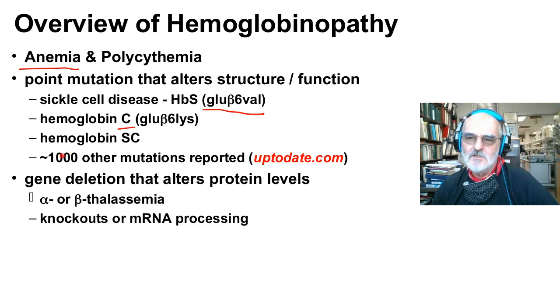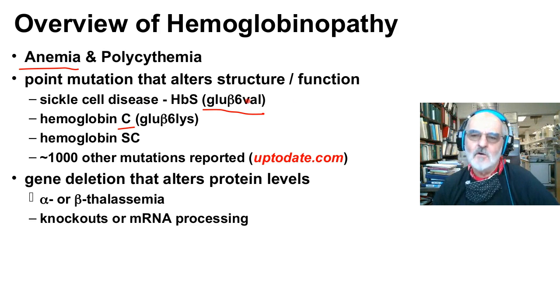In general, there are approximately 1,000 other mutations that are in the literature. You can go to this website, uptodate.com, to look at some of that. You have to register to get in. It's free. I used to have a number of 750 in here, but this continues to go up. Okay, we'll mention a couple of others as we go through.